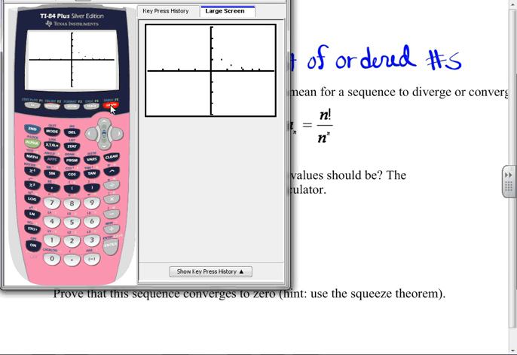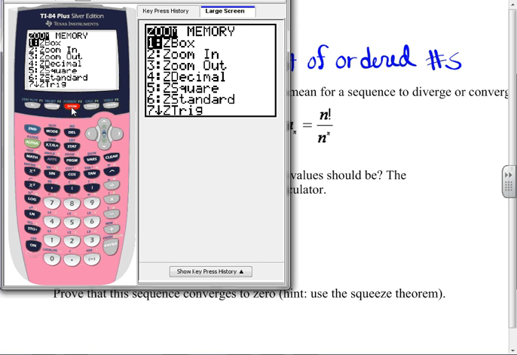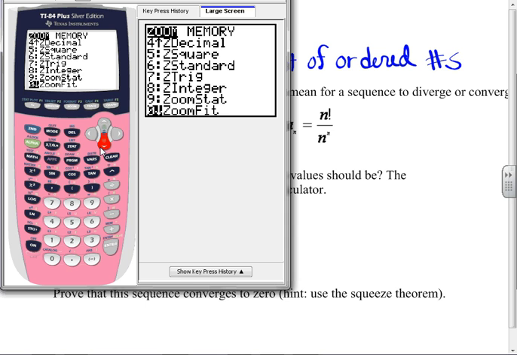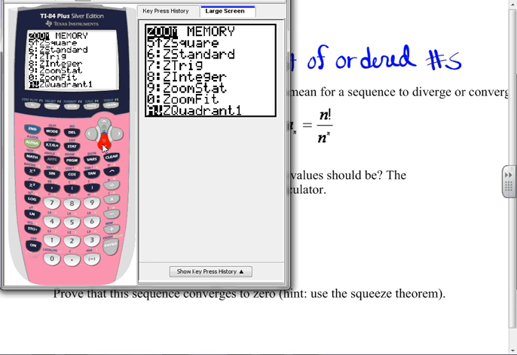But you know what? I only want the first quadrant, don't I? And you're only going to get the dots. I don't know if I can change it, but what I'm going to do is change it to zoom. And I only need the first quadrant. Quadrant 1 only works if you have the new operating system. Otherwise, you'll have to manually do that.